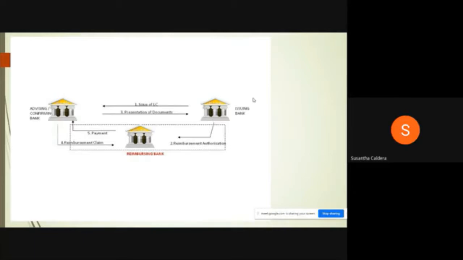When the issuing bank issues the LC, that is step one. They issue the LC and then MT 700 will be advised to the advising or confirming bank. Right? This reimbursement matter is only concerning LCs, not collection. Why only LCs? Can somebody give me an answer for that? Why not collection?